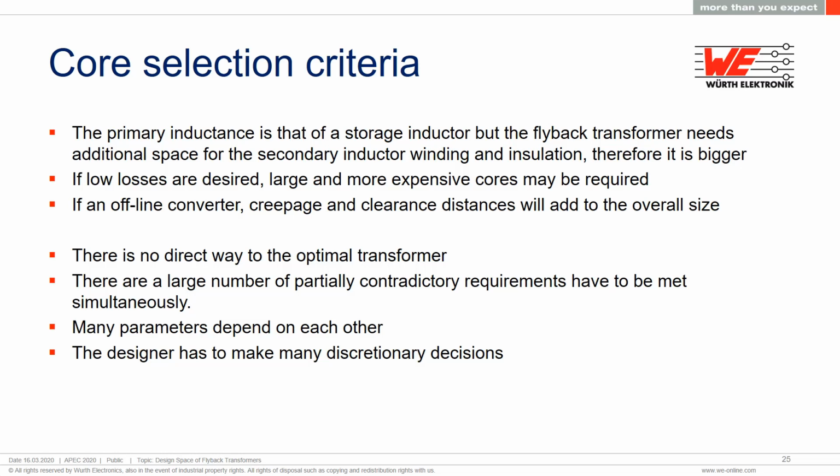There are a large number of partially contradictory requirements that have to be met simultaneously. We've seen that there are many parameters that depend on each other, and we don't always know exactly what those parameters are at the beginning. This is why transformer design is reiterative. We have to make some initial guesstimates, plug them in, do our calculations, refine those calculations, and then build a part to verify it, and maybe go back again. The designer has to make many decisions along the way, and often based on their experience. It's a truism that the more designs you do, the better you get at designing.